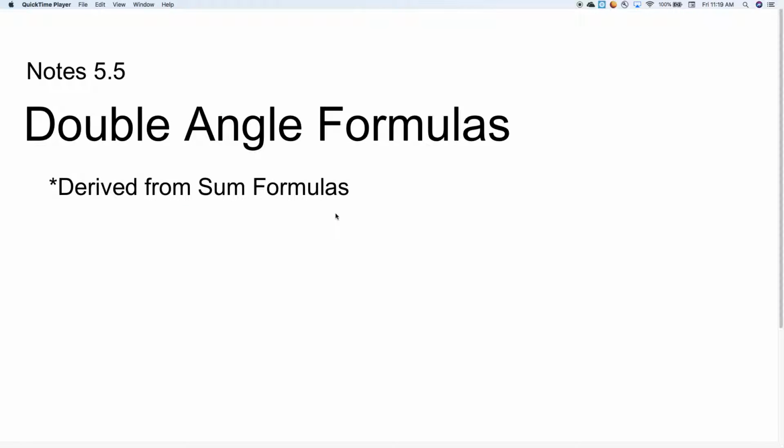This is section 5.5, and we split it up. We're going to do the other half of it on Monday. Those are called power reducing formulas. So you're getting a lot of formulas here in the last half of this chapter.